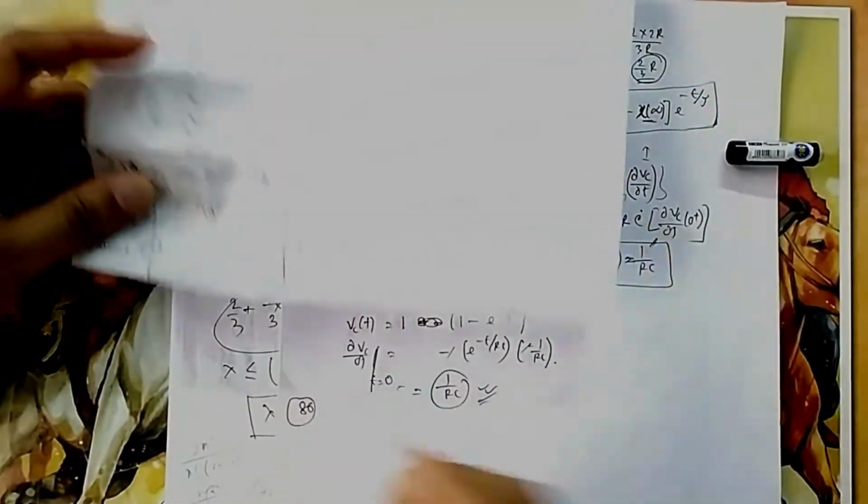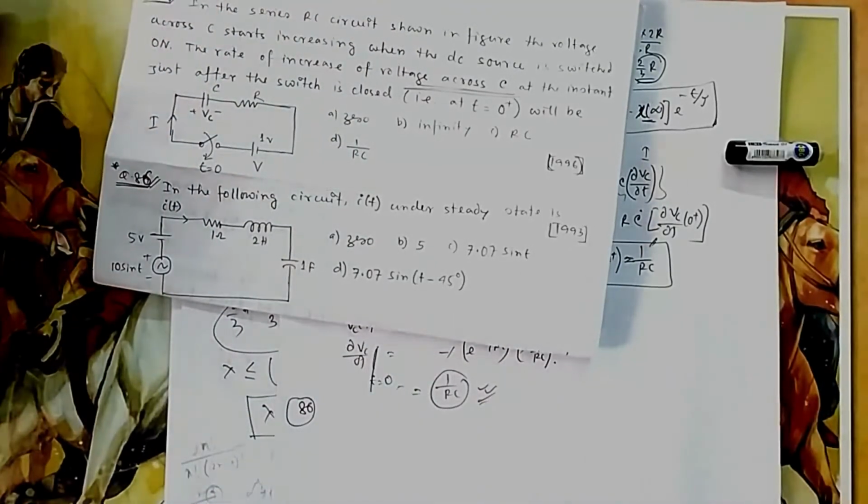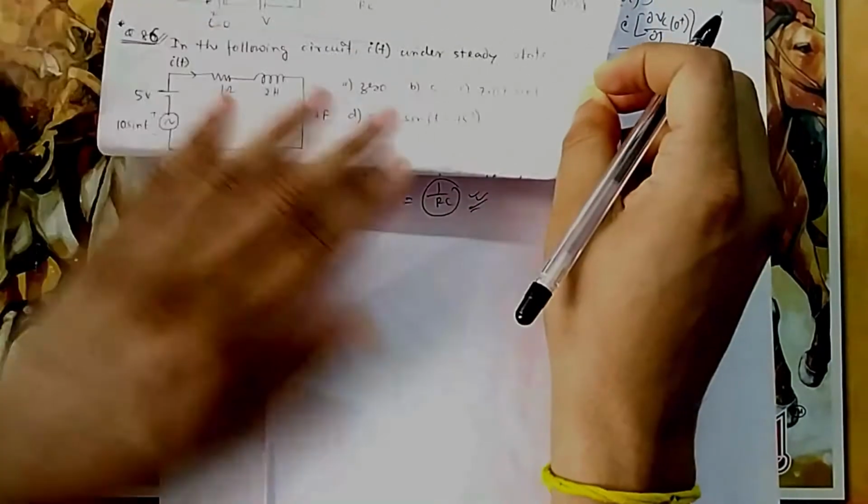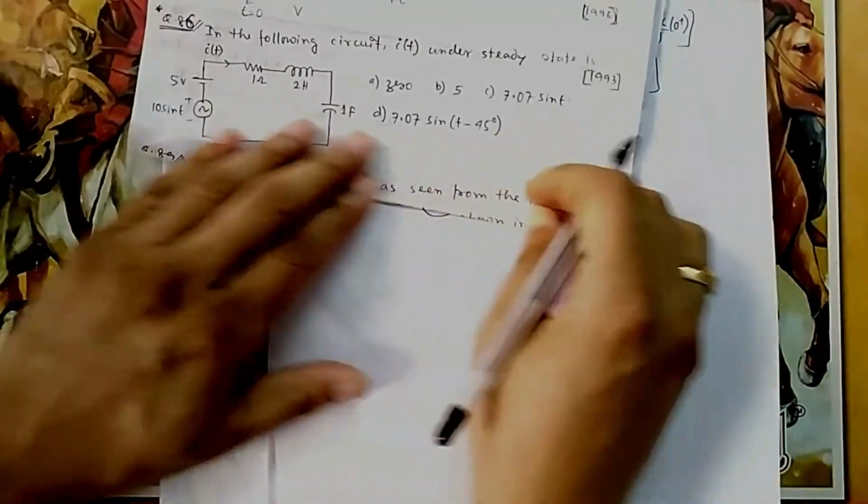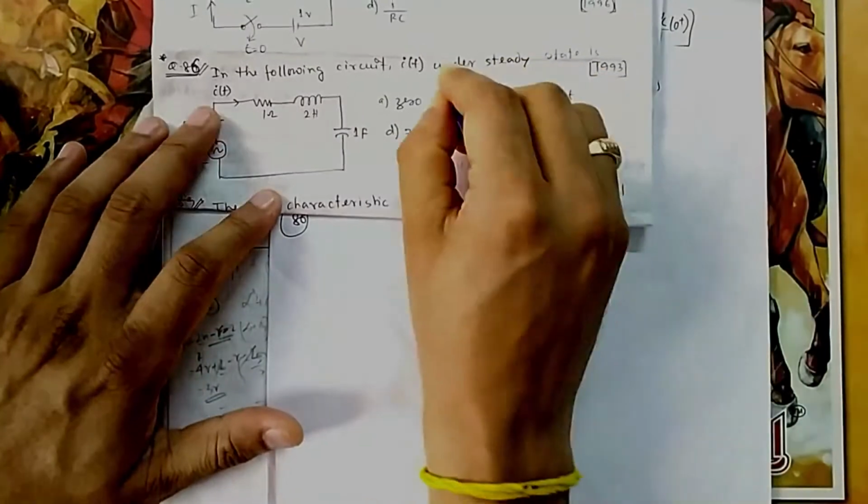So that's it. Question number 86 is: the following circuit IT under steady state condition is... Okay, they are asking for steady state. Steady state means they are asking for infinite time. It is on for infinite time. Then what will be your IT?